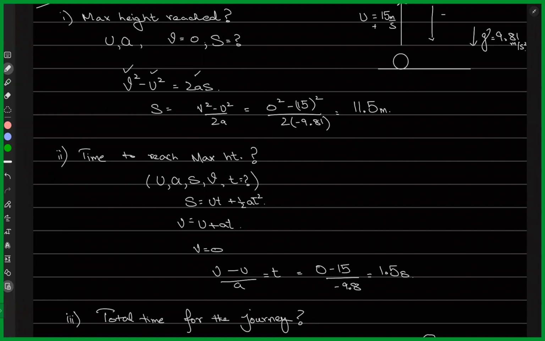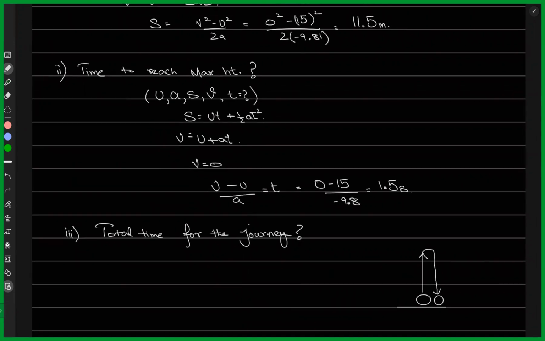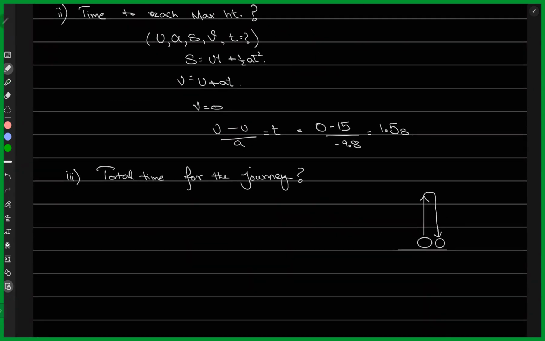Okay, so what do we have? We want the total time, right? So we computed something related to time previously, and that was the time to reach the maximum height. If you look at this figure that I just drew, when is it reaching maximum height? At this point, right? That means that for this part of the journey, it takes 1.5 seconds. That's true, right?